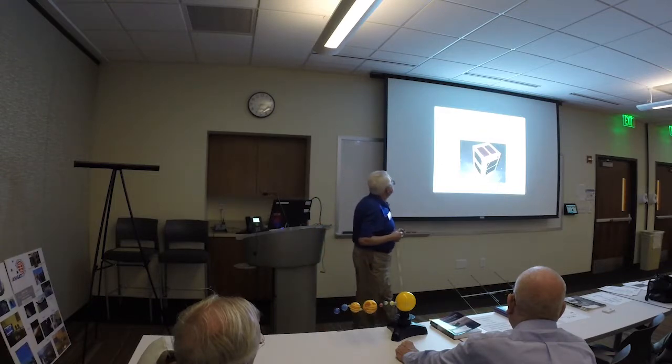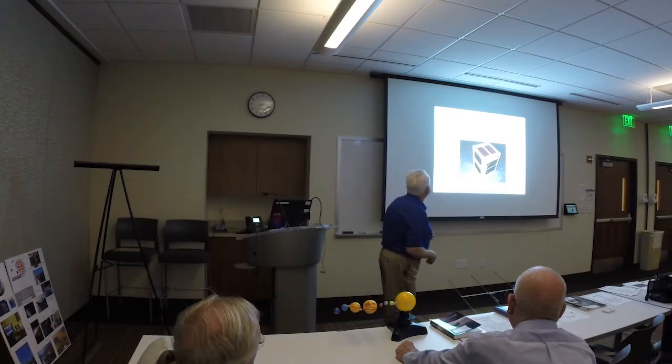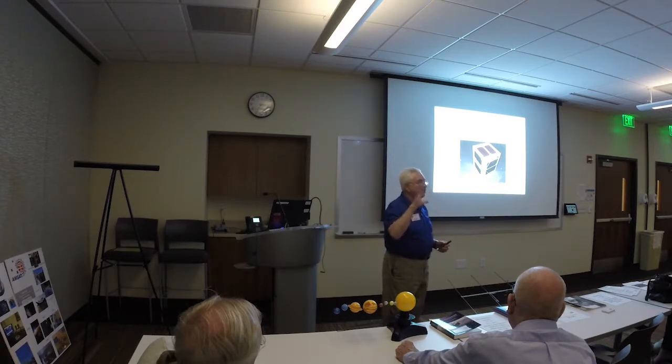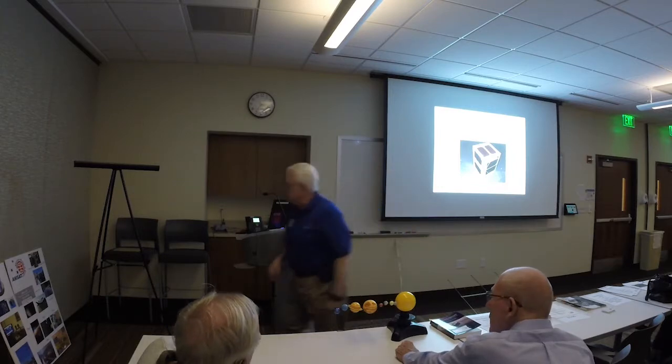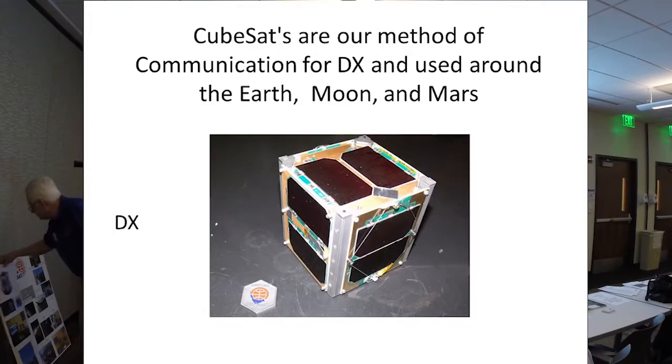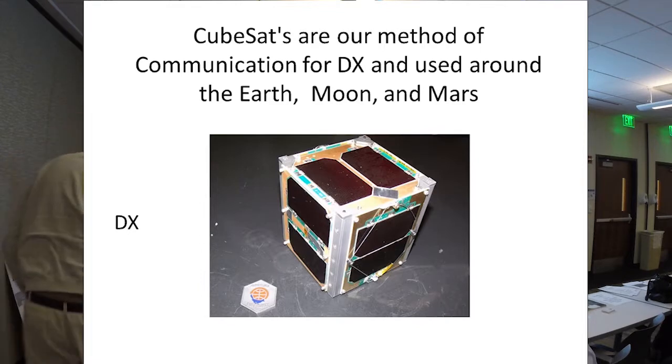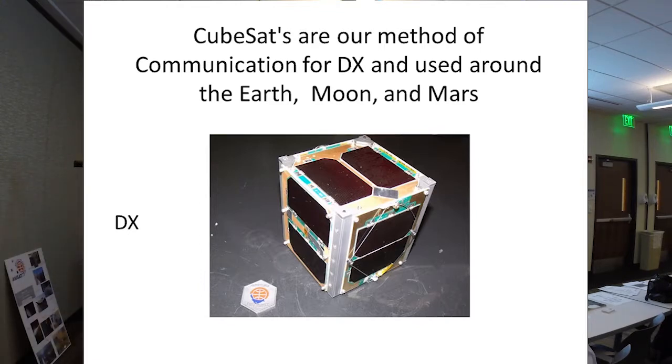CubeSats are our method of communicating for DX. A CubeSat is 4 inches by 4 inches by 4 inches. It's this big. I won't pass this around, it's too hard to handle, but this is the size, I can hold it in my hand, of a CubeSat. Oh, great, thank you. You can see the size of a CubeSat.